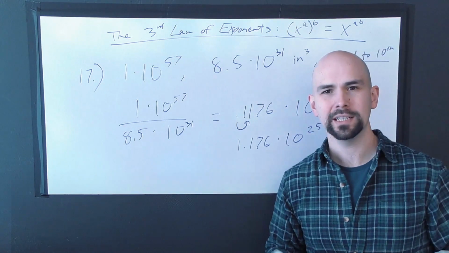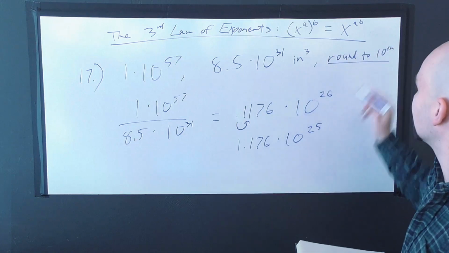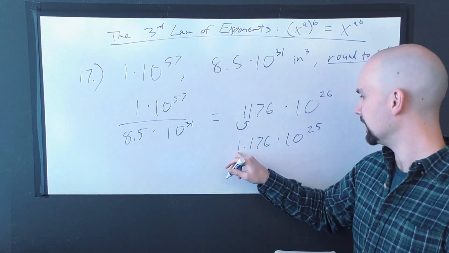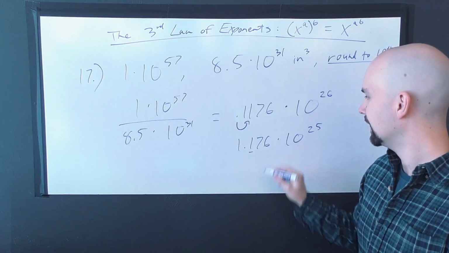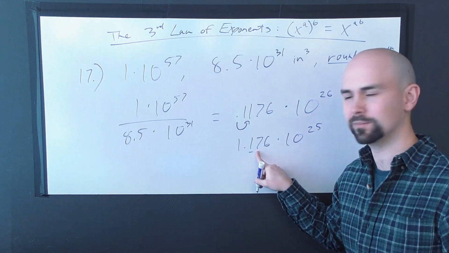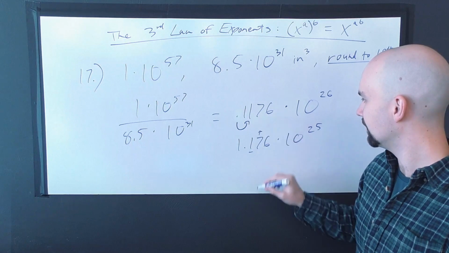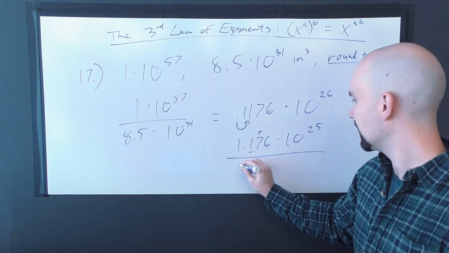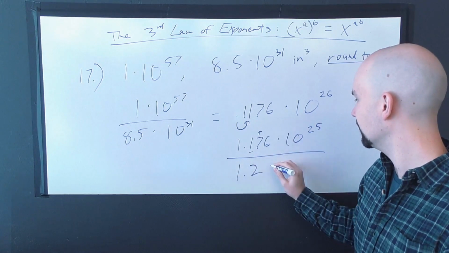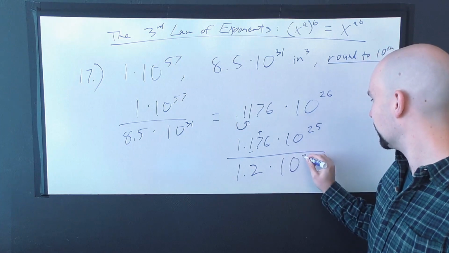And I would be done here, except that it wants me to round to the nearest tenth. So ones, tens, nearest tenth. Is this number 5 or higher? Yes. So that means I'm going to round up. So my final answer is going to be 1 point rounded up to 2 times 10 to the power of 25.